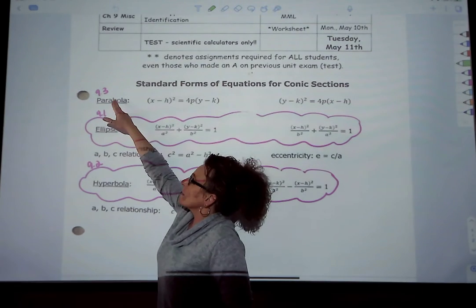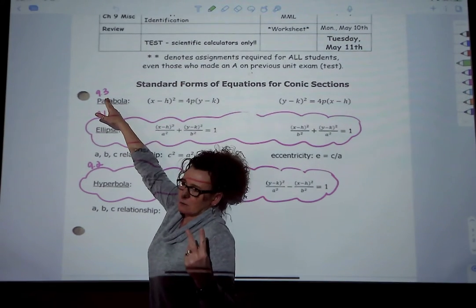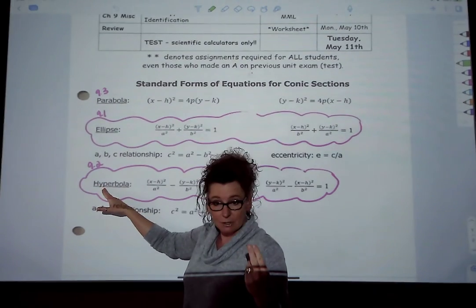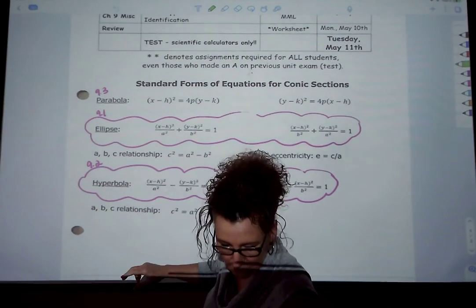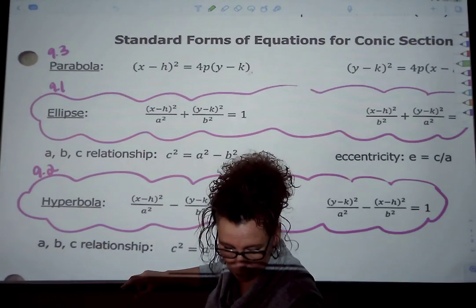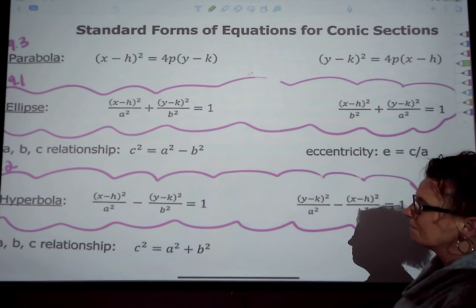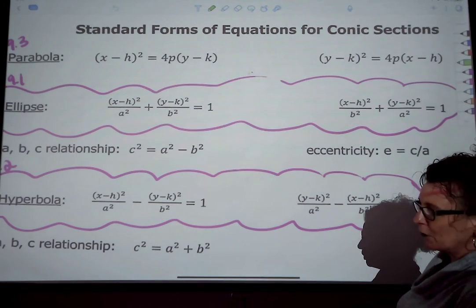We already did a parabola. We spent 2 days on it. That was section 9.3. Section 9.1 is ellipse. Section 9.2 is hyperbola, right? Look how similar the equations look. Look how similar they are for an ellipse and a hyperbola.